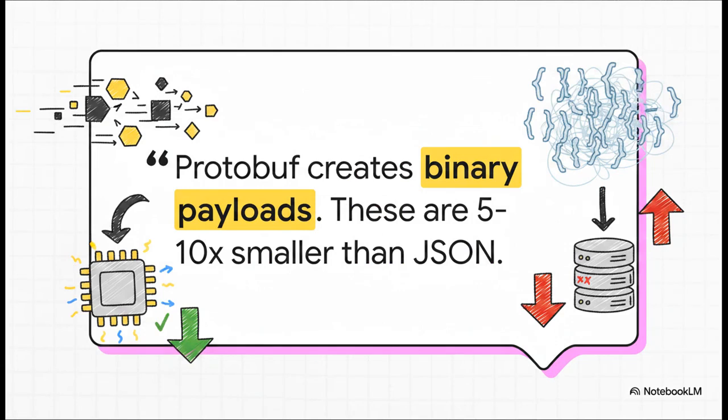And because protobuf creates these compact binary payloads that are literally 5 to 10 times smaller than JSON, you aren't just saving on network transmission latency, you are also saving heavily on CPU cycles. Think about it. Parsing a text-based JSON file requires the server to read strings, look for brackets, and map types dynamically. Protobuf is pre-compiled binary. The CPU simply maps the raw bytes directly to memory. It's an absolute game changer for computational efficiency.